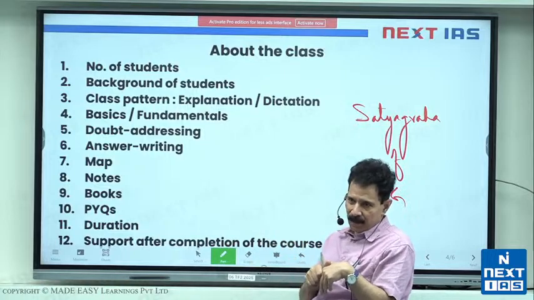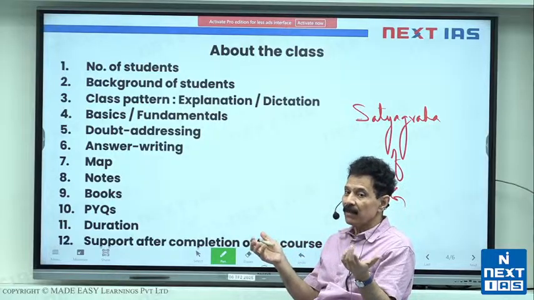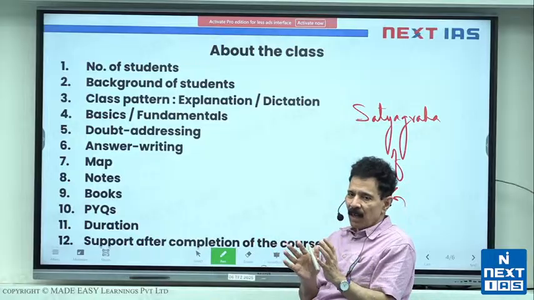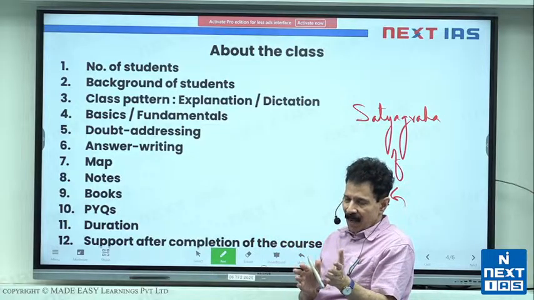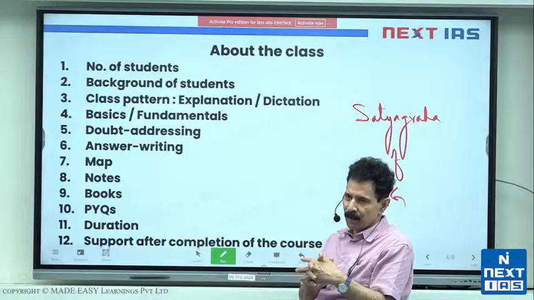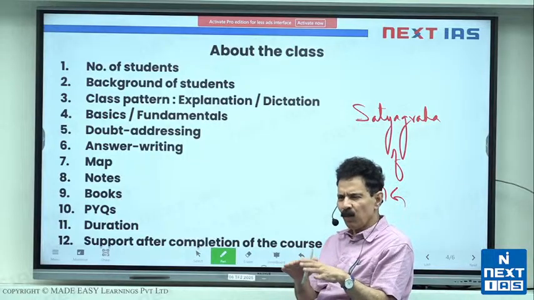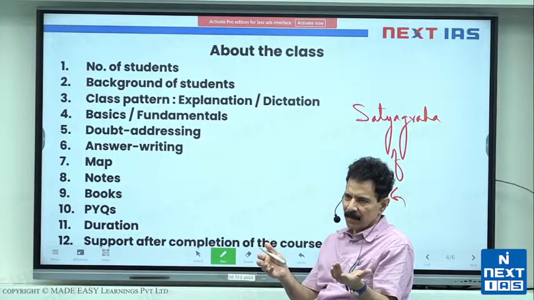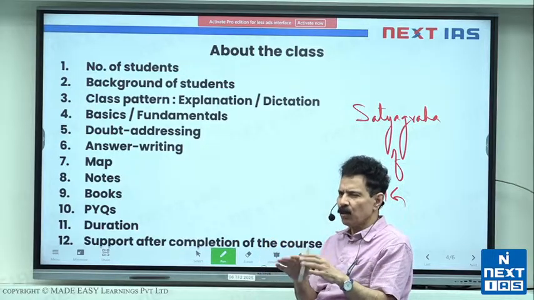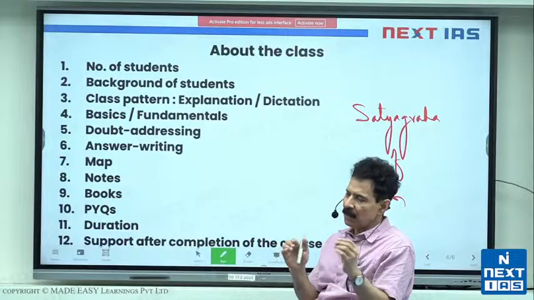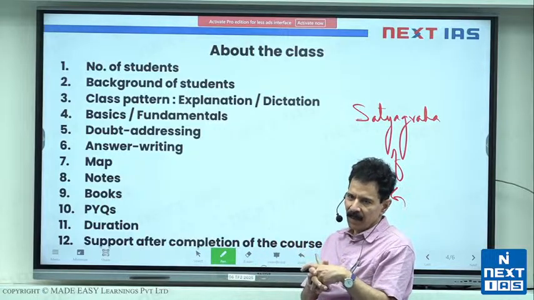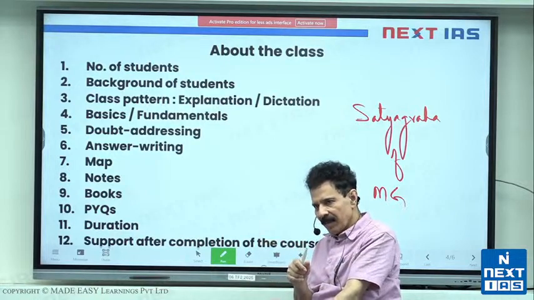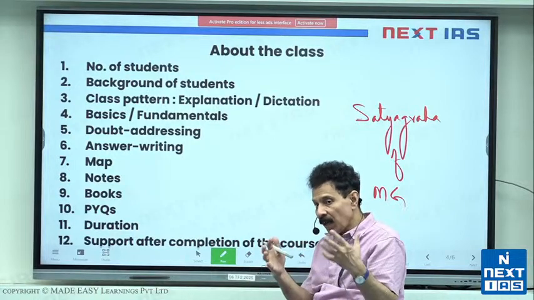Ninth is books. What about reading books along with the classes? If you follow the class and you follow the 3 types of notes, it is almost adequate to answer almost all, I'm not saying all, but almost all questions that would occur in the exam. This has happened last year, this has happened before that. And this is not just what I say.